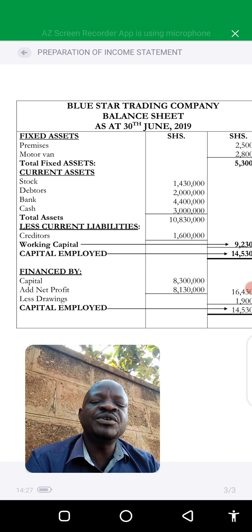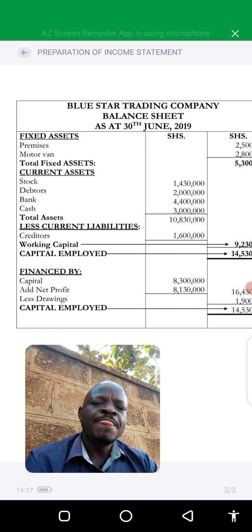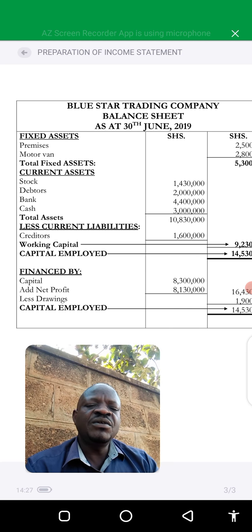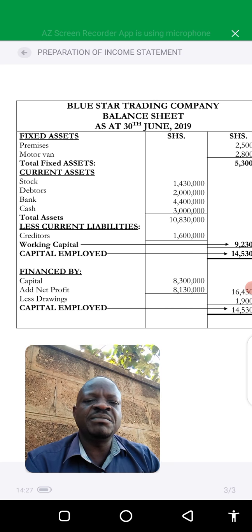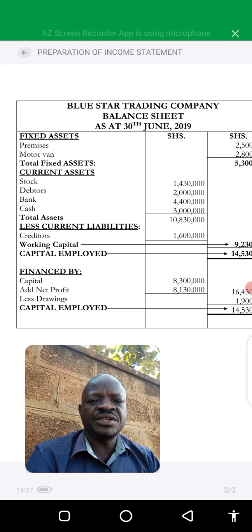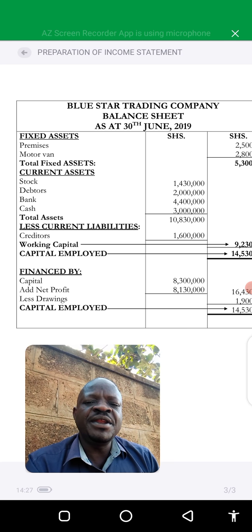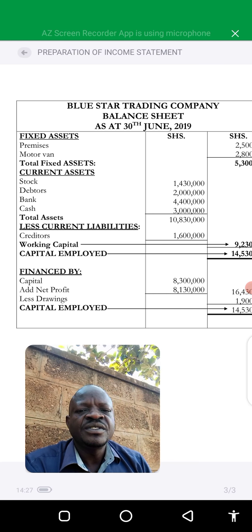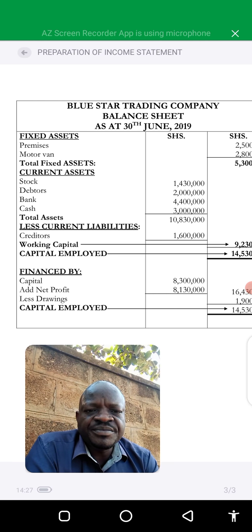So you are going to dispose of, first of all, cash, and premises will be last. So when you prepare using the order of liquidity, we shall begin with the cash, then we come to premises. And if it is the order of permanence, we shall begin with the premises, then the cash will come later. So we go, fixed assets.